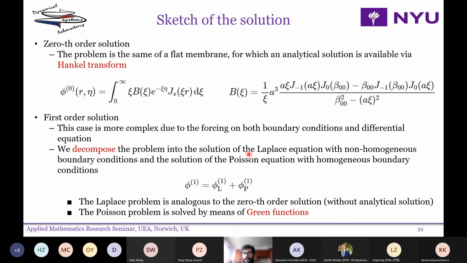In particular, this is just a very brief sketch of the solution. For the zeroth order solution, this is just the case of a flat membrane, so we can solve it analytically with the Hankel transformation.